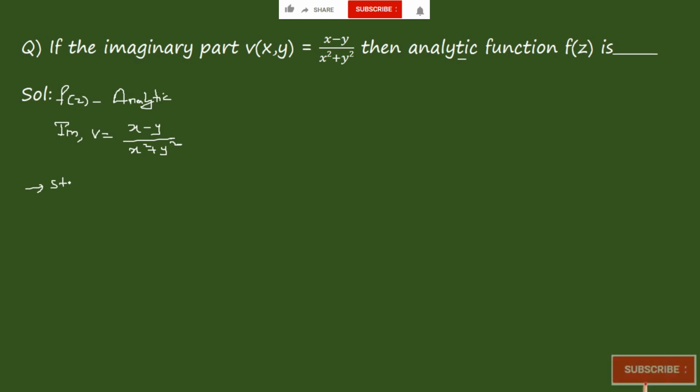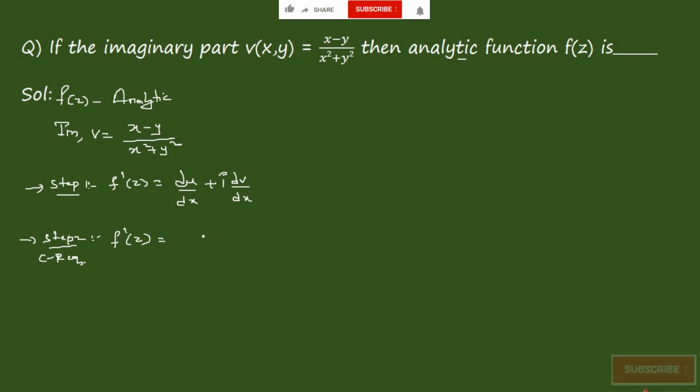So coming to step 1. What you do? Find the value of f dash of z, which is equal to du by dx plus i into dv by dx. Now coming to step 2. In this one, we'll be using the CR equations, as we don't know the value of u. So we'll be converting into v terms. Then it becomes f dash of z is equal to dv by dy plus i into dv by dx, right?